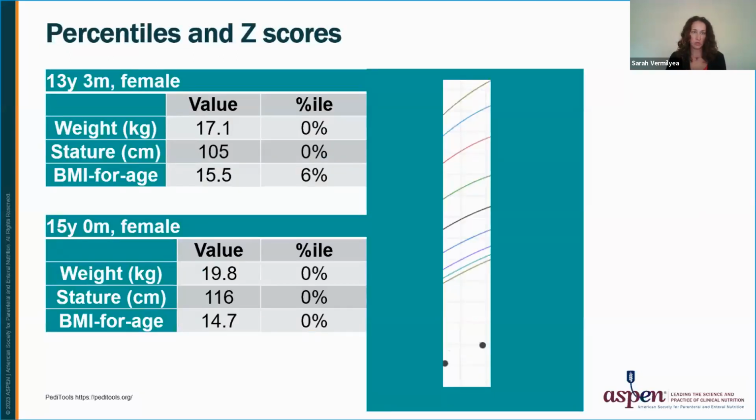Here's a pictorial of percentiles and Z-scores. So we have here a 13-year-old female, and you can see that the weight and the stature are both listed as 0 percentile. This is using the PediTools, a very helpful resource to make these tables. And the BMI for age is listed at the 6th percentile. A couple of years later, this is that same person. Their weight and stature are still at the 0 percentile, and now their BMI has dropped to the 0 percentile. You can see that they have had a couple of kilos of weight gain. Their stature has grown.